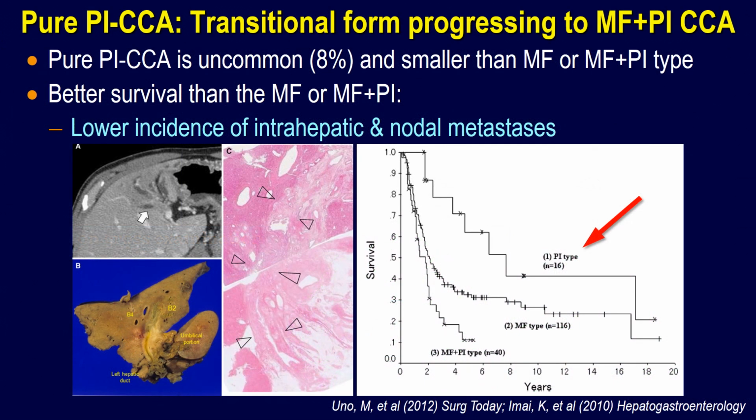Therefore, in my opinion, a pure type of periductal infiltrating cholangiocarcinoma is likely to represent a transitional form of cholangiocarcinoma in the way of progression to mass-forming plus periductal infiltrating cholangiocarcinoma. It is because pure form of periductal infiltrating cholangiocarcinoma are relatively uncommon and smaller than mass-forming or mixed types, and also show better survival than mass-forming or mixed types with lower incidence of metastasis.